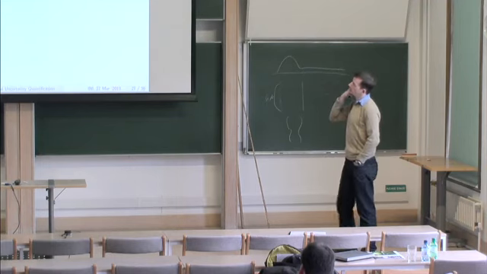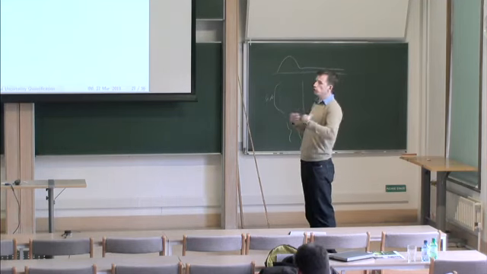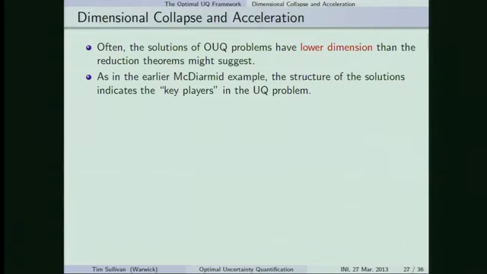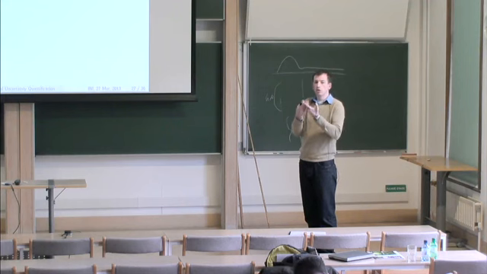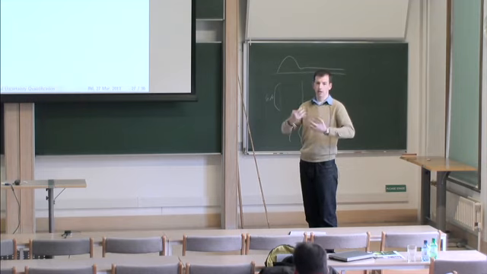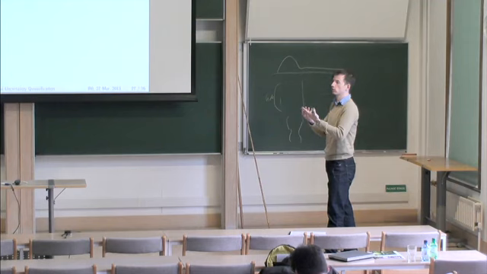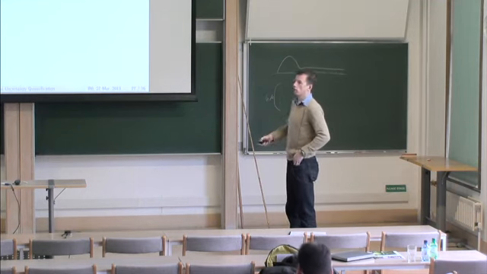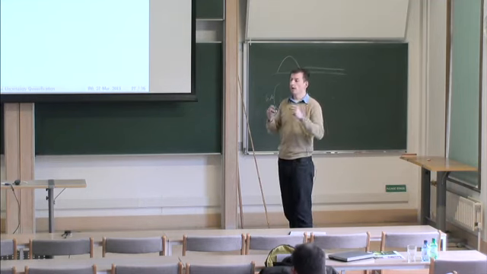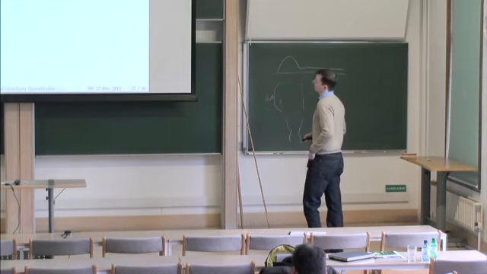Another point I'd like to mention is that the solutions of these OUQ problems are often not, shall we say, fully dimensional. And the earlier example with McDiarmid's inequality was a good example. You don't use all of the information or all of the freedom available in the optimization problem when you get to the solution. And the structure of the final solution identifies the key players or the key uncertainties in the problem.